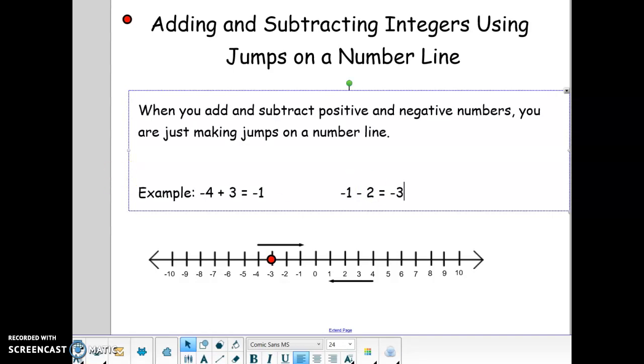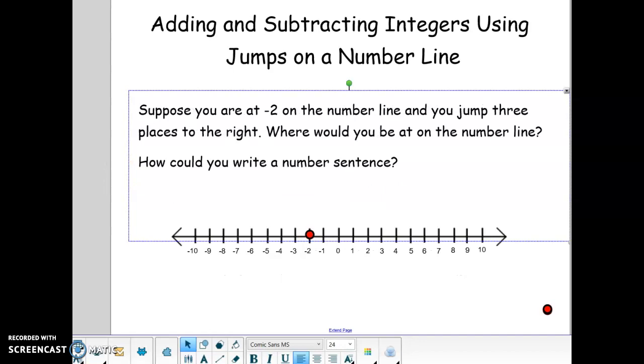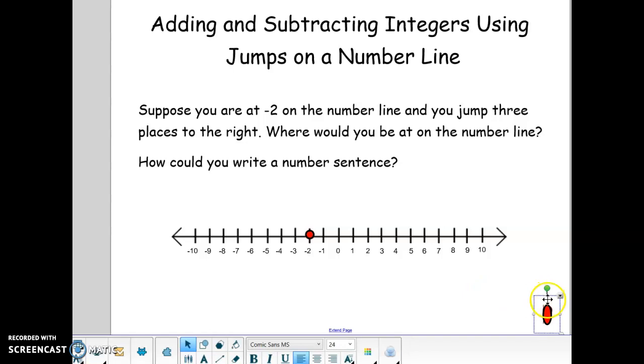Okay? Here's another example. Suppose I'm at negative 2 on the number line, and I jump 3 places to the right. Where would I be? I start at negative 2. I'm going to jump to the right 3 places. I'm going to grab a counter here, except it's not working with me. I'll move that out of the way. So I start at negative 2. I go to the right 3 places. I go 1, 2, 3 places. I'm at negative 1. Okay?